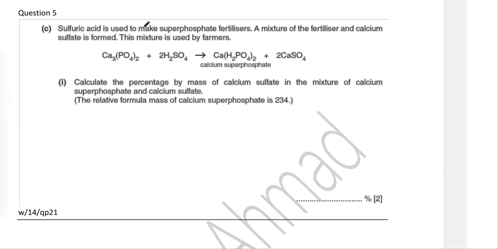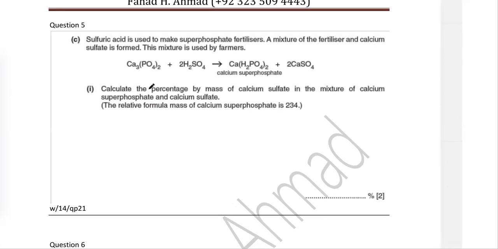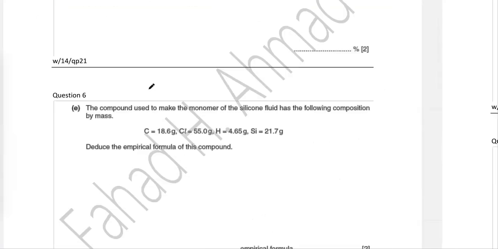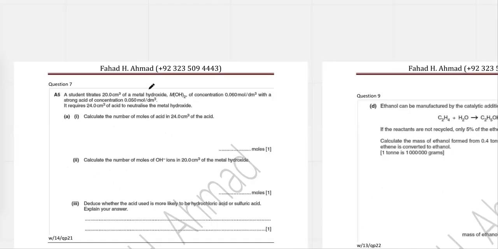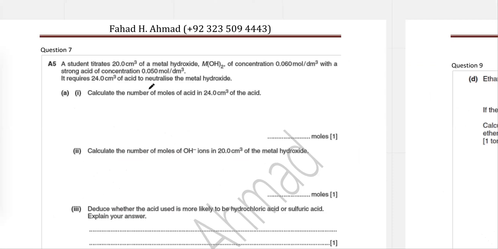This question is: sulfuric acid is used to make superphosphate fertilizer. The mixture of the fertilizer and calcium sulfate is formed. The mixture is used by, we can calculate the percentage by mass of calcium sulfate in the mixture of calcium superphosphate. I don't want to do these percentage questions either. Just a second. I want the straightforward questions like the ones we did. Okay, let's do this one.